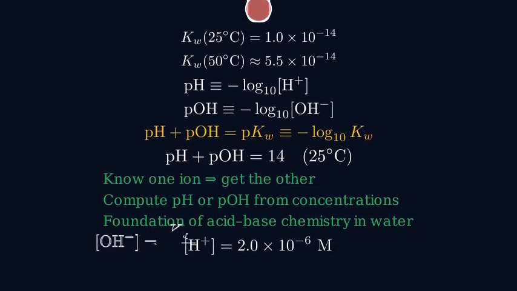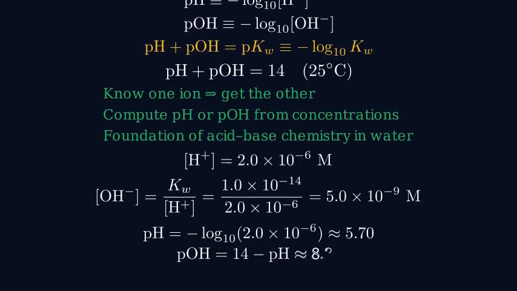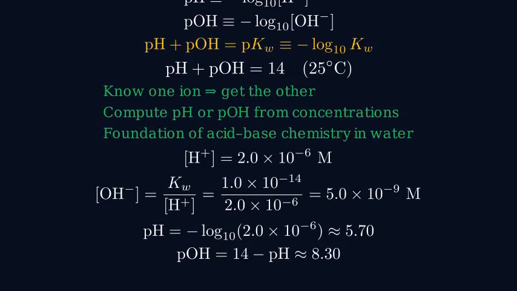Quick example. Suppose [H+] is 2 times 10 to the negative 6 molar at 25 degrees Celsius. Then [OH-] equals Kw over [H+], which is 5 times 10 to the negative 9 molar. And pH equals 5.7, while pOH equals 8.3, and they add to 14.